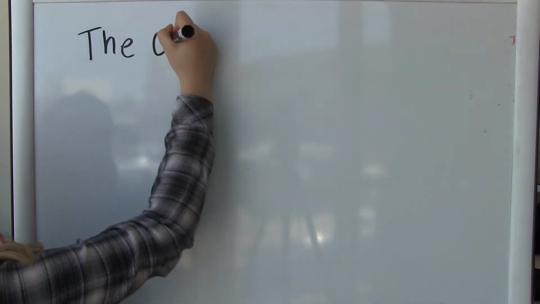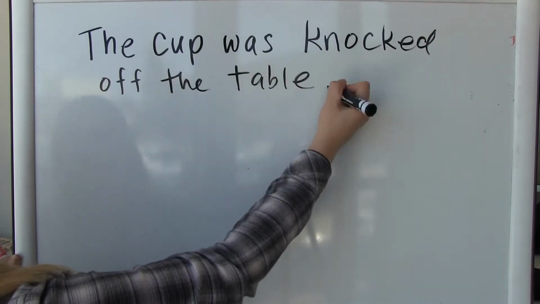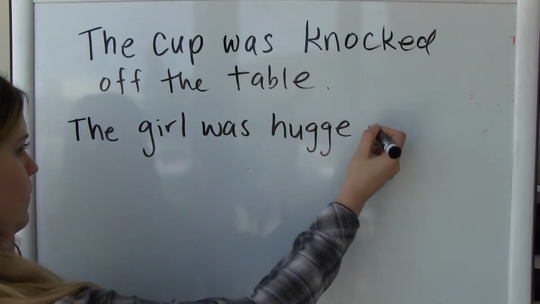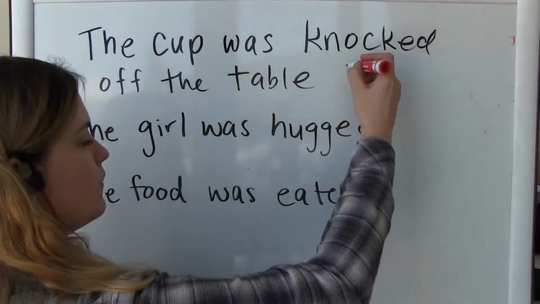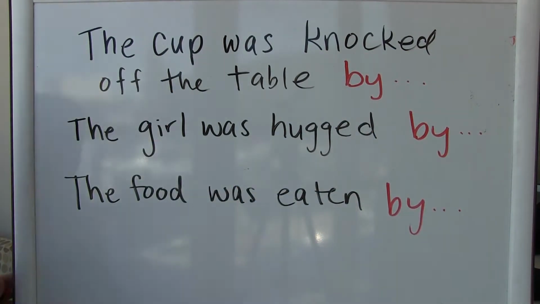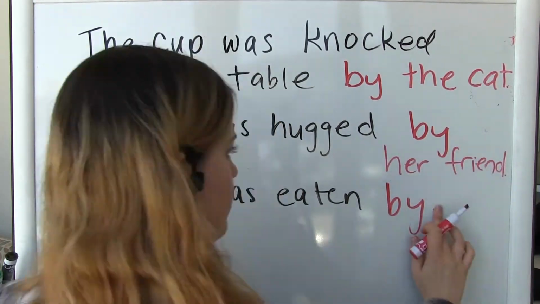Here are 3 examples of sentences in passive voice. The cup was knocked off the table, the girl was hugged, and the food was eaten. Notice how you can add "by the subject" to the end of each of those sentences?